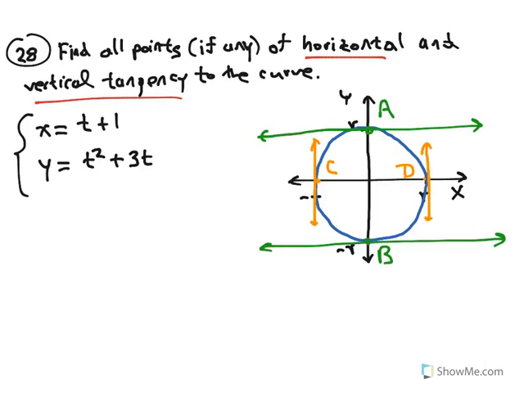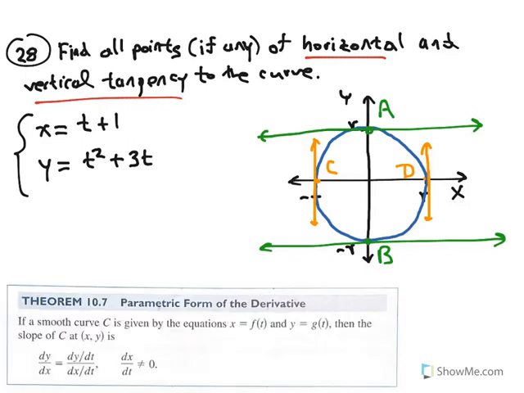So the question is, how can you find, if you're not looking at a graph, all points, if any, of horizontal and vertical tangency to the curve? To understand how to do that, first you need to understand that the slope of a horizontal tangent line is 0.